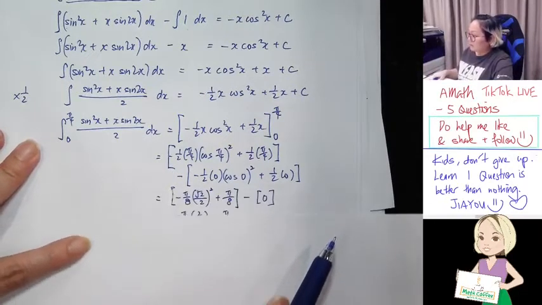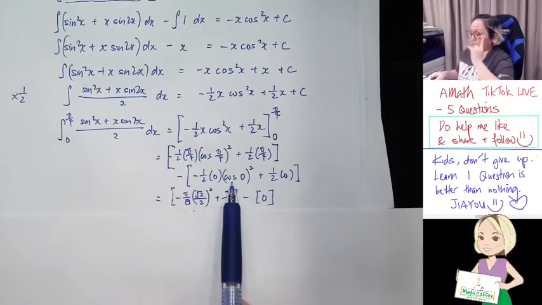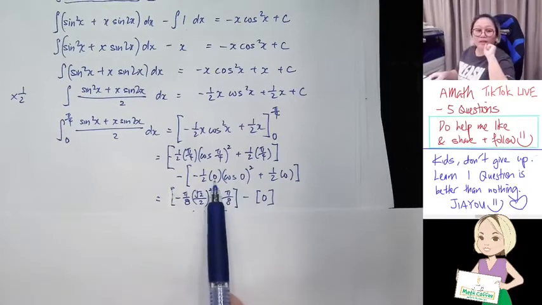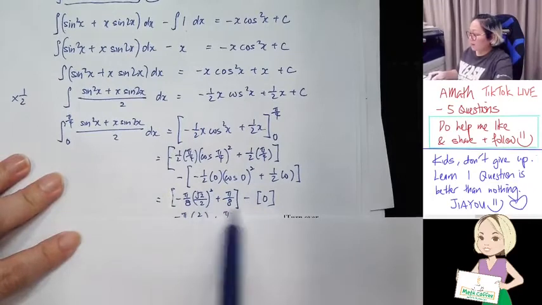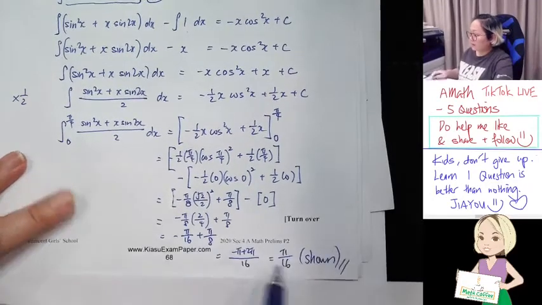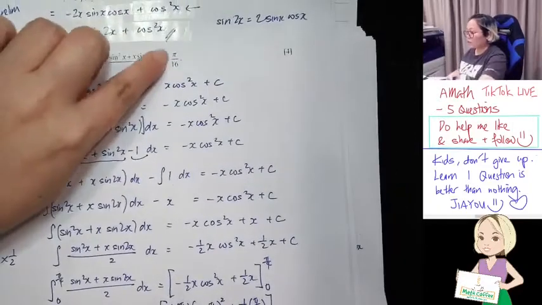Kids, take note: cosine 0. A lot of students always say cosine 0 is 0, but it's not. Cosine 0 is 1. This one happened to be 0 because in front there's a 0. So after that, I sub it in, simplify, and then I get pi over 16 shown, because they asked me to prove that it is equal to pi over 16.